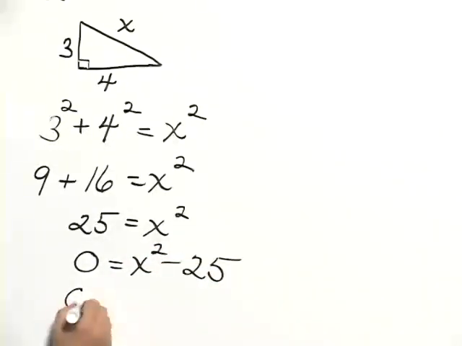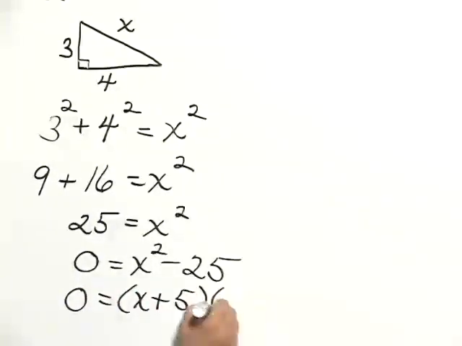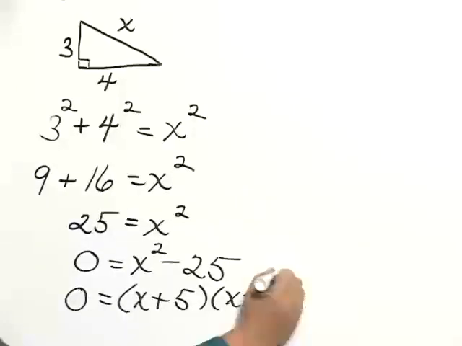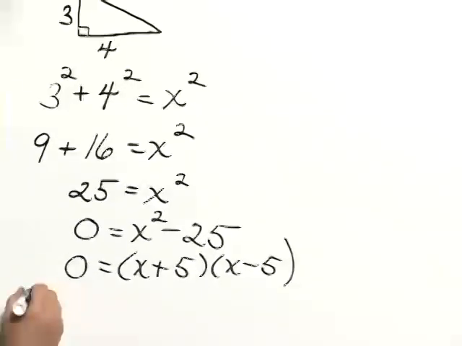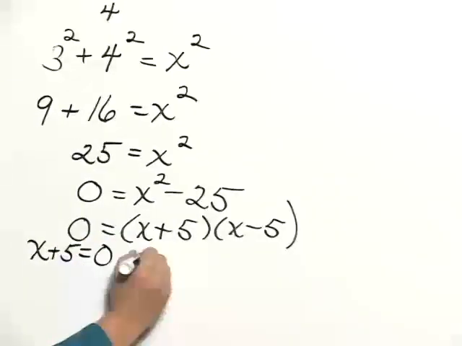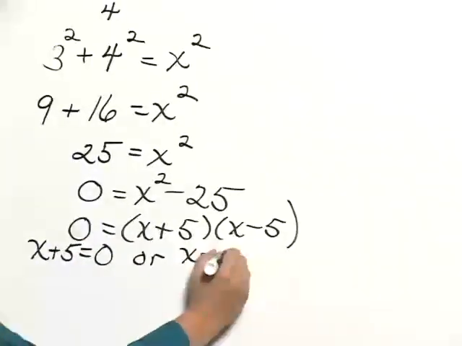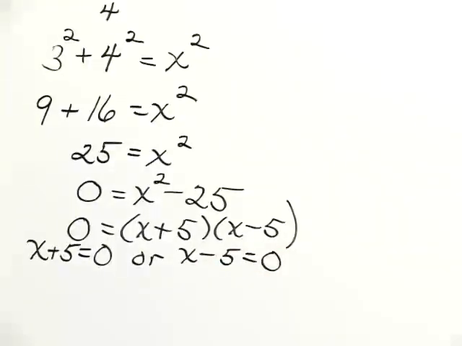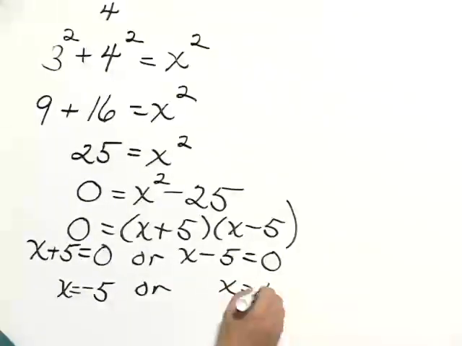And then we can factor. 0 equals x plus 5 times x minus 5. Setting each of these equal to 0, we have x plus 5 equals 0, or x minus 5 equals 0. And this tells us then that x equals negative 5, or x equals 5. Now, since we're talking about a real problem with distances, we're not going to use the negative number.